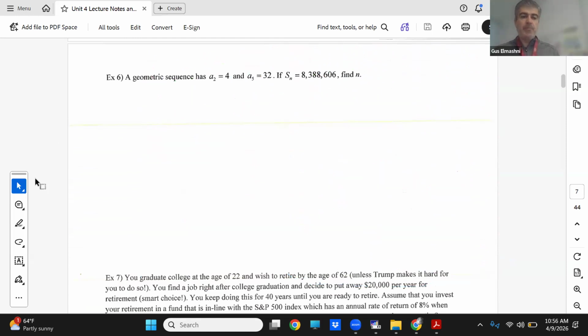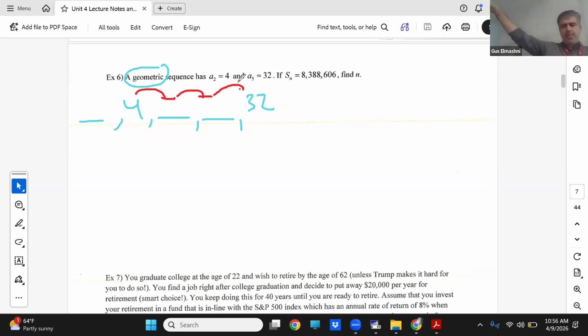You're told it's geometric, right? So you're going from A2 to A5. If the second term is 4, you don't know the third, you don't know the fourth, and the fifth term is 32. How many times are you going from the second to the fifth? How many times do you have to multiply by R? 3 times. So 32 over 4 equals R cubed.